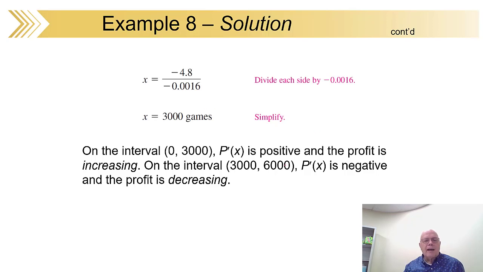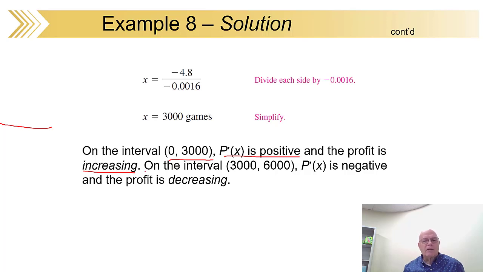Well, as they checked, they don't show you the check, but on that interval, if you put any of those numbers in P prime of x, the marginal profit, you get a positive answer. So that means from 0 to 3,000, the profit is increasing. Hooray, right? It's your business.